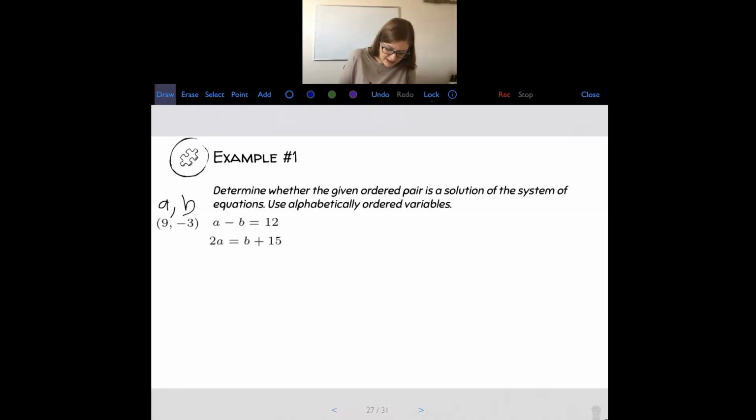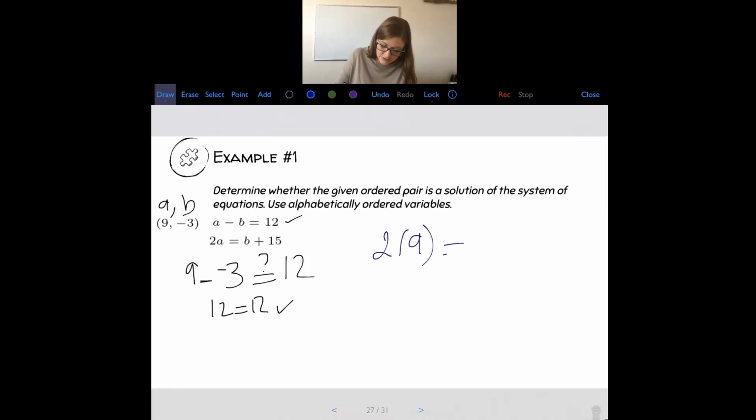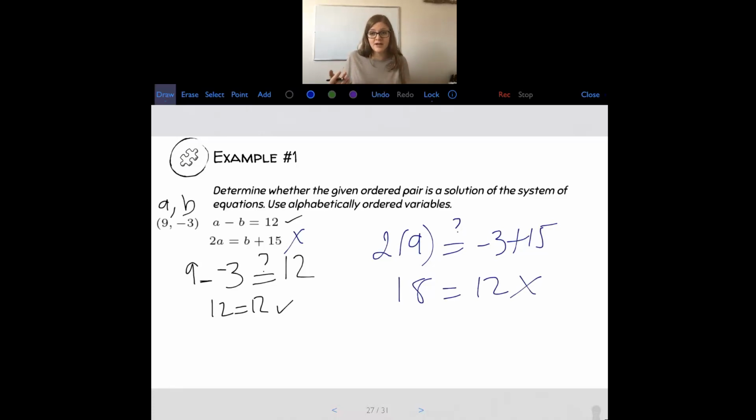So in the first one, a is 9, we have minus, and then the b value is negative 3, and we want to know if this equals 12. 9 minus negative 3 is 12, so we have 12 equals 12. It satisfies the top equation. Let's look at the bottom. So we'd have 2 times a. a is 9. We want to know if that's equal to negative 3 plus 15. This is 18 is equal to 12. No. So since it only satisfies the top equation, this is not a solution because it did not satisfy all equations in the system.